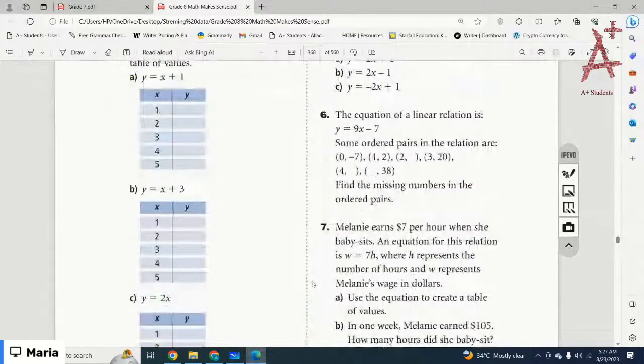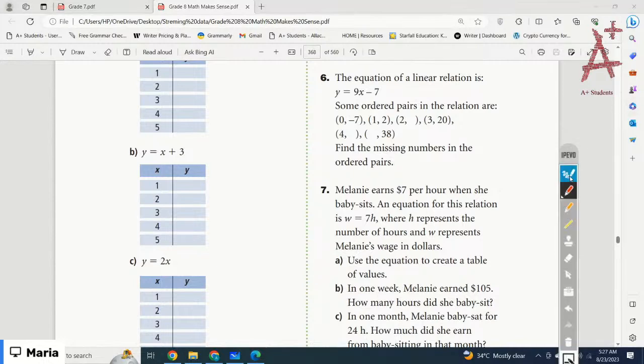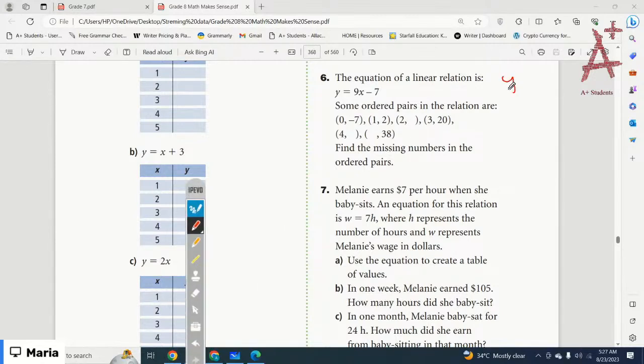Let's just do question 6. The equation of a linear relation is y equals 9x minus 7. Some ordered pairs in the relation are (0, -7), (1, ), (2, ). You have to find the missing numbers in the ordered pairs. The equation is y equals 9x minus 7. In an ordered pair, the first value is always for x, the second value is for y. You're given the first value here. That means you're given the x value. You have to calculate the y.